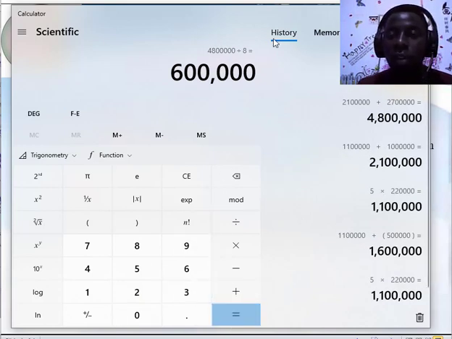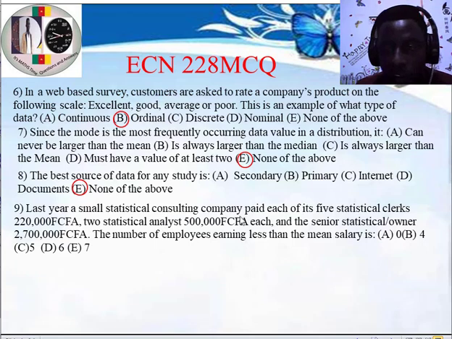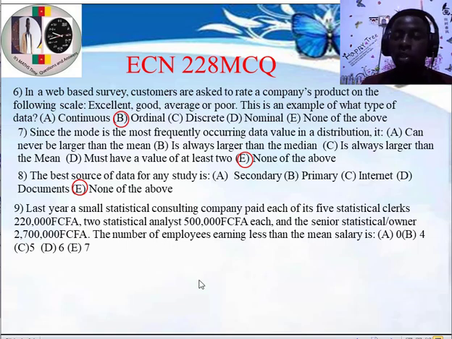So when we look at 600,000, how many people have an amount less than 600,000? So we have 5 people who have 220,000 francs each. So it's less than 600,000. So 5 already. 2 people have 500,000. 500,000 is less than 600,000. And 1 person has 2,700,000. So the only amount that is greater than 600,000 is 2,700,000. So how many people have 220,000? 5, plus 2 people that have 500,000. So that gives us a total number of 7 people who have less than the mean of 600,000.